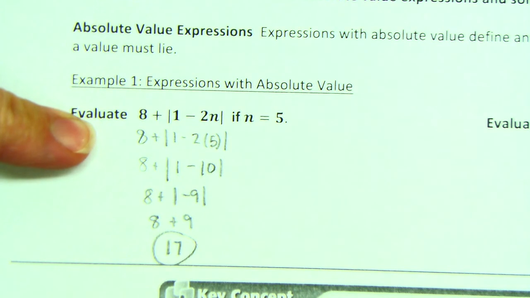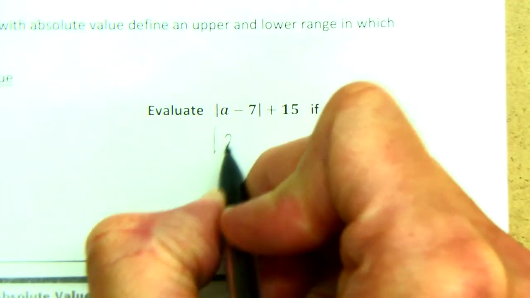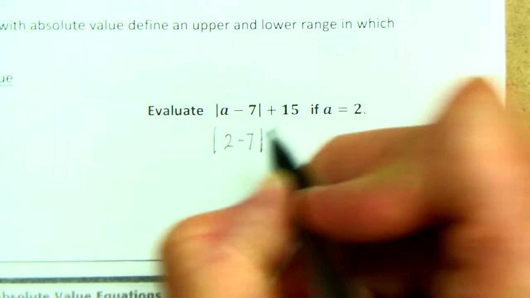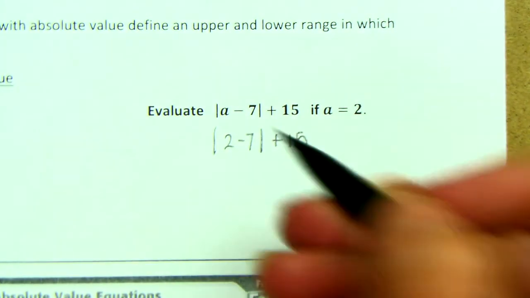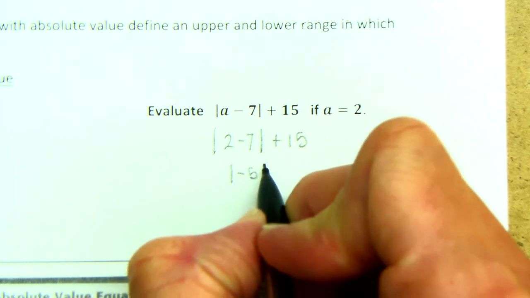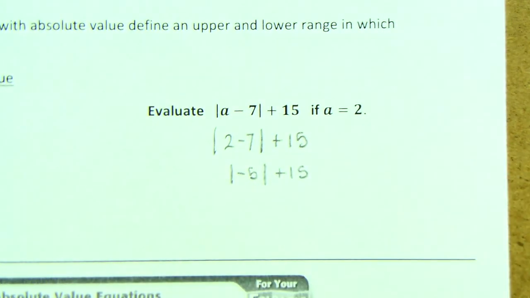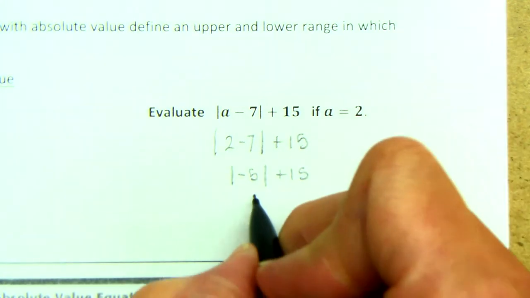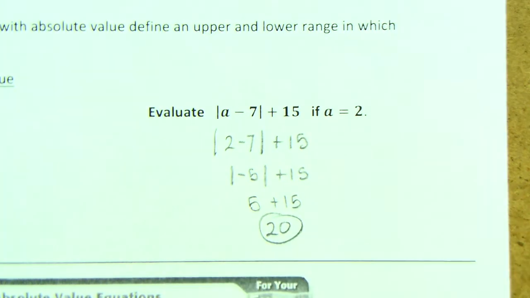All right, this second one over here, now we have the variable a, so just substituting in, we've got 2 minus 7 in the absolute value bars plus 15. So let's simplify. 2 minus 7 just gives us a negative 5. The absolute value of negative 5 is 5, and 5 plus 15 will give you 20. All right, so that's just evaluating expressions.